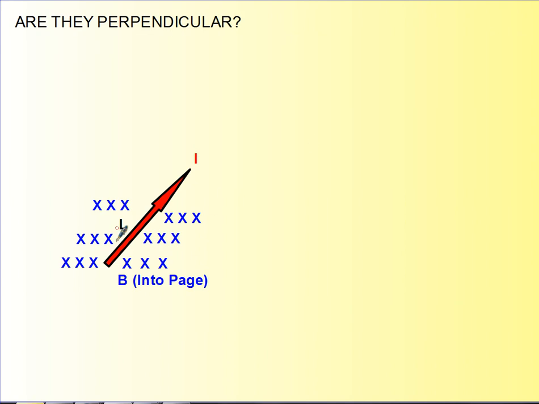Now, in this case, are they perpendicular? B is into the page, and I is up at this angle. Is B perpendicular to the current? And the answer is yes, it is. Because anything in this plane is going to be perpendicular to B, which is going in and out of the plane. So you have to be kind of careful with these.